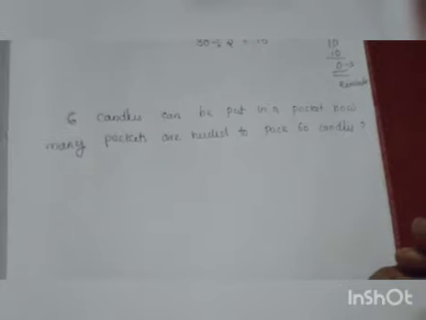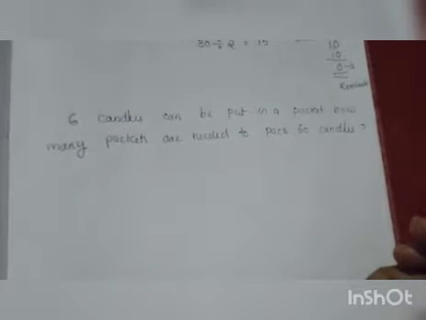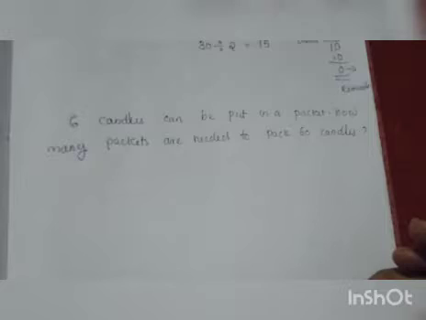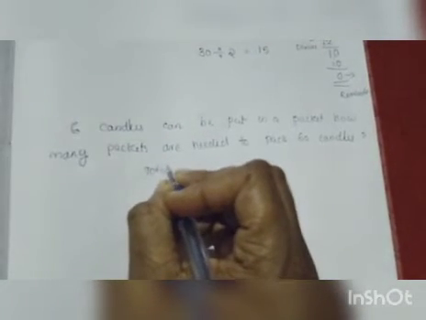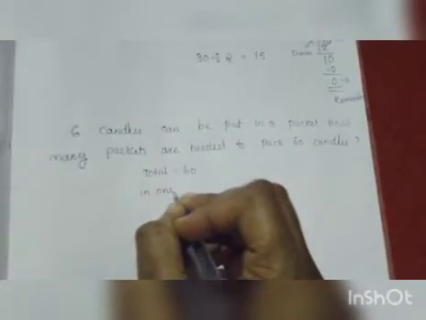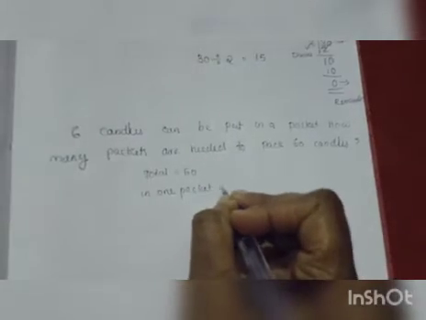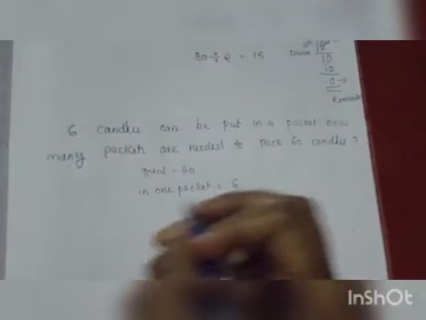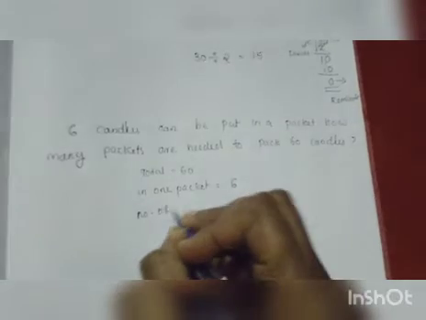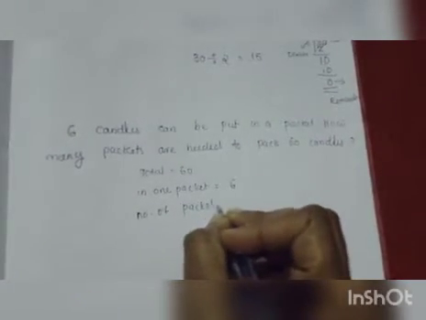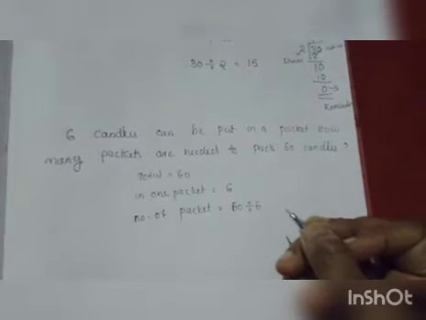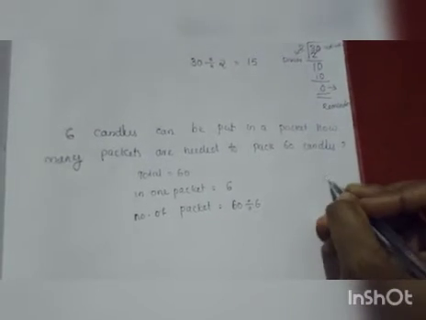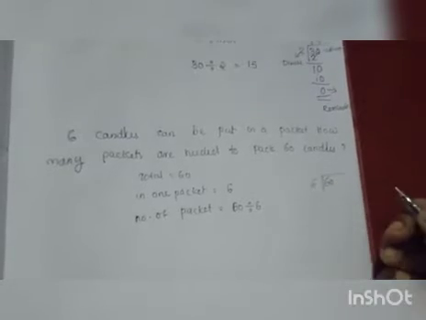Look at the next problem. 6 candles can be put in a packet. How many packets are needed to pack 60 candles? Here the total candles are 60, and in one packet there should be 6 candles. Then we want to find the number of packets. What is the number of packets? By dividing 60 by 6 we get the result. That is, look here, 60 divided by 6.